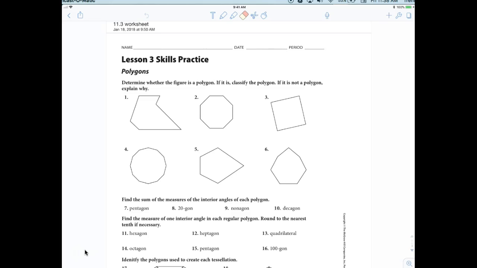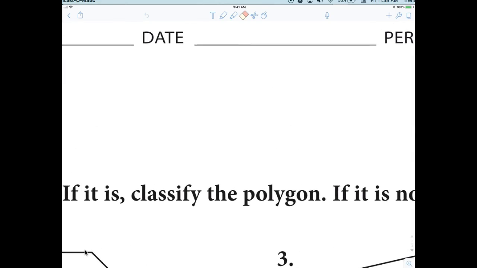Now the main thing for polygons, let's draw this out real quick, is this right here. Pay attention, look up on the board. This is not a polygon because the arc is not a line, or it's not a segment. So they all must be segments in order for it to be a polygon.